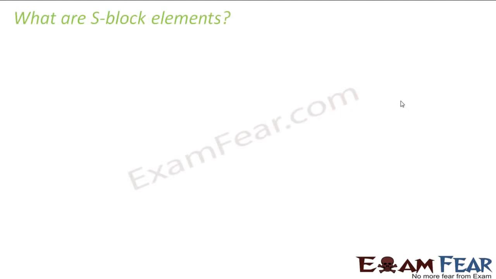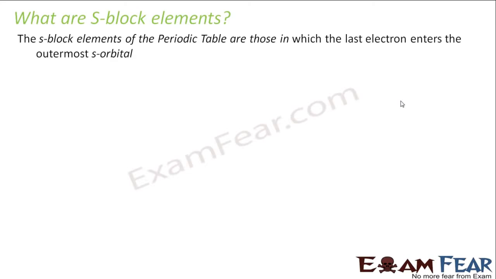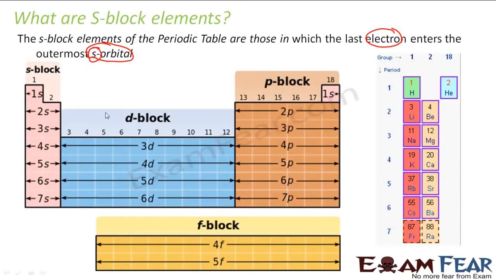So the first question that comes to our mind is, what are S-block elements? S-block elements are nothing but elements where the last electron enters the s orbital, and that's why the name comes. S-block means the last electron is in an s orbital. If you see, the pink ones are the S-block elements.